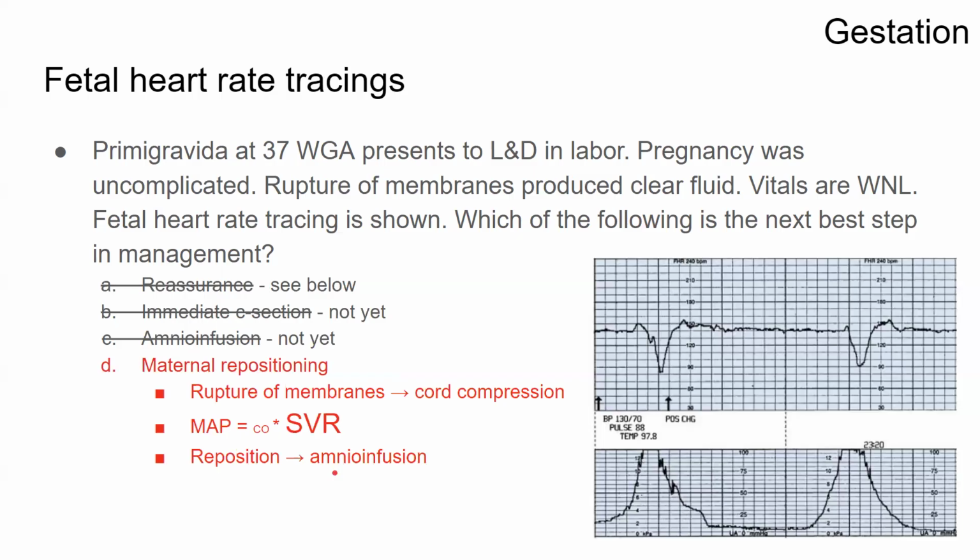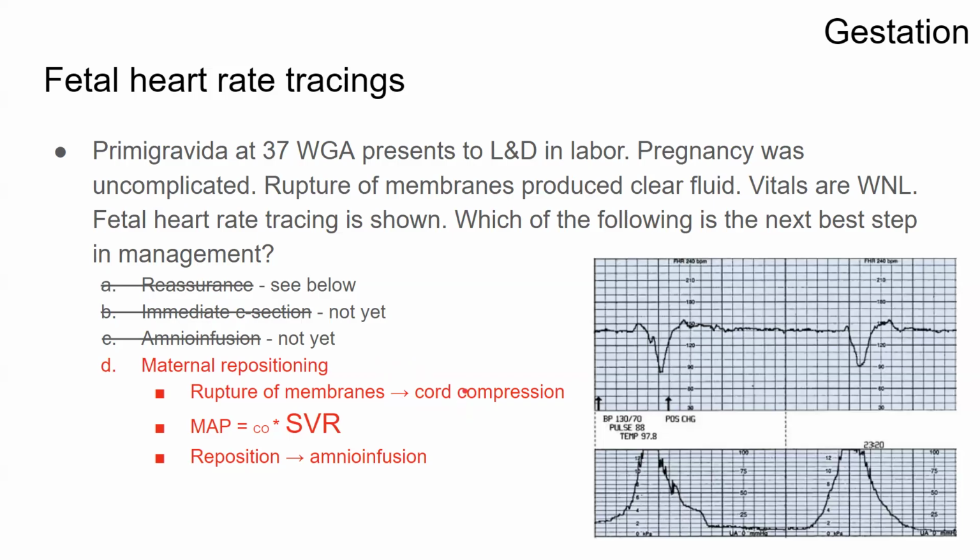Okay, the answer to this one is maternal repositioning. So this fetal heart rate tracing is showing variable decelerations. The etiology of variable decelerations is that after rupture of membranes, amniotic fluid helps keep the baby buoyant in utero. There's also the umbilical cord in the amniotic sac. But once you lose those fluids, you lose the fluid cushion.